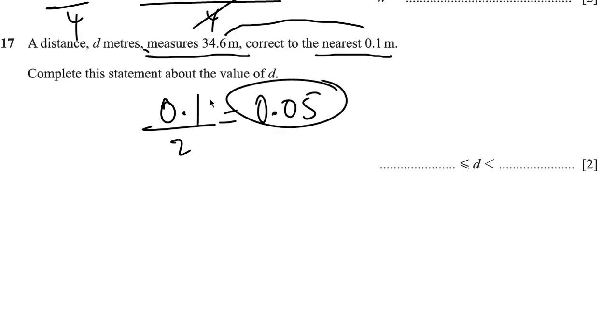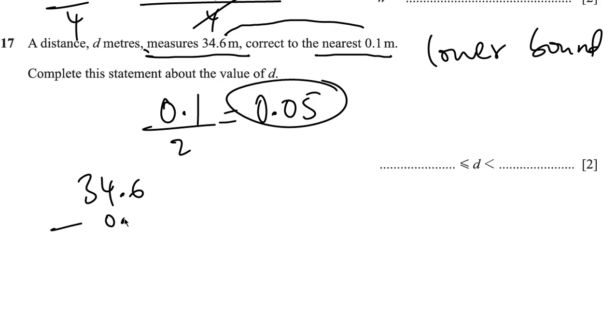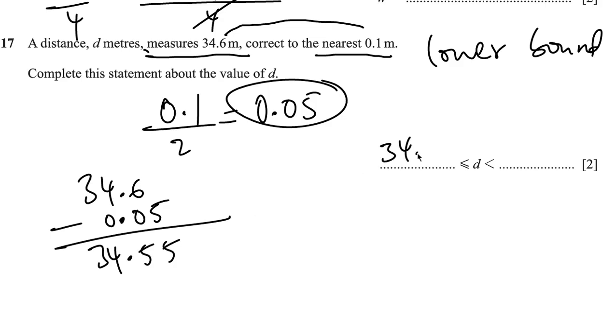Because remember that in approximation, if the number before is less than 5, you're not going to round up, but if it's 5 or greater than 5, we're going to round that up. So that's where the division by 2 as the middle ground comes in. So 0.1 divided by 2 is 0.05. So this is linked to what we call the lower bound, which is 34.6 minus 0.05, and 34.6 minus 0.05 is 34.55. I'll explain well soon.